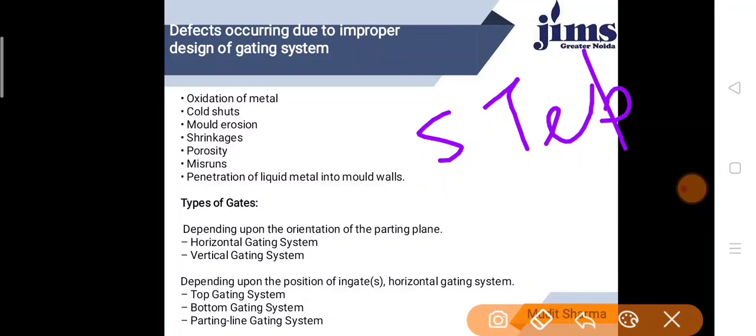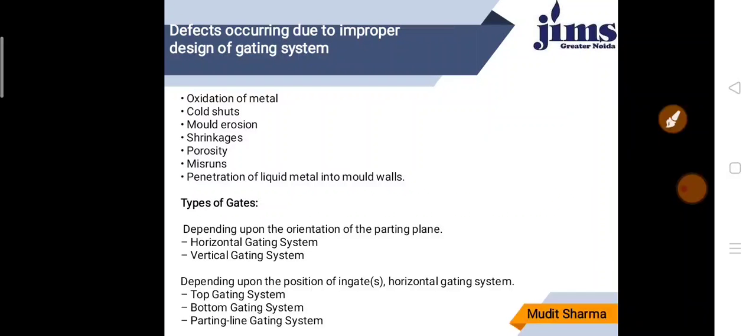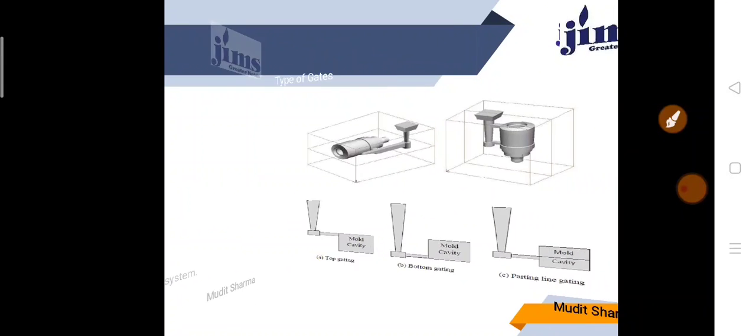The size of ingates is normally increased from top to bottom, such that metal enters the mold cavity from the bottom-most gate and then progressively moves to the higher gates. It ensures gradual filling of the mold without any mold erosion. These are mostly used for heavy or large castings. I hope the other gates we also discussed.